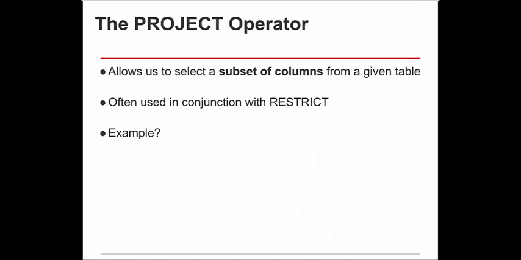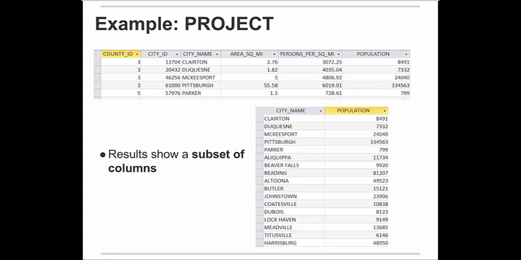The project operator allows us to select a subset of columns from a given table. This is often used in conjunction with restrict, but doesn't have to be. As an example, again at the top we see a portion of the larger table with 6 columns. If we want to do a project, only show 2 columns, the name and the population of each city, we could do that, and we would get the result in the lower right. The result shows a subset of the columns, in other words, only a portion of the columns. This is an example of project. In SQL, we also use the select statement to do projection.